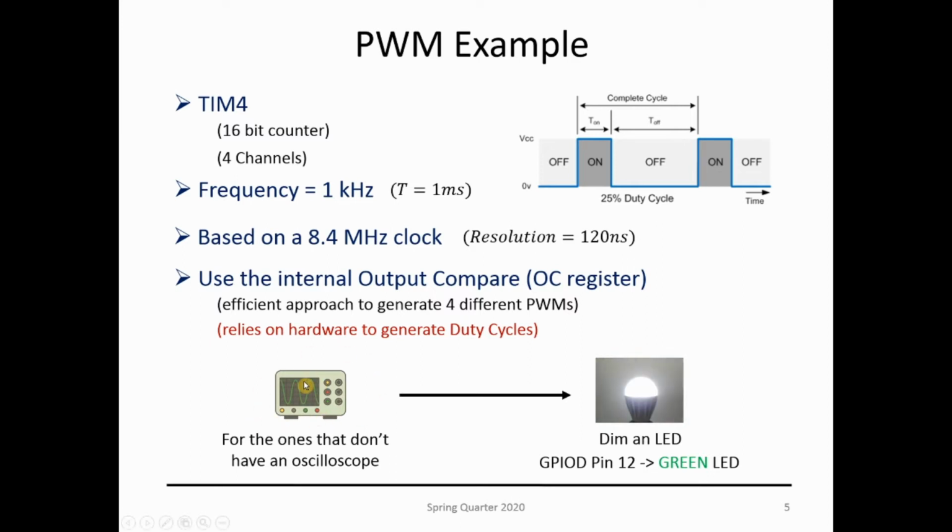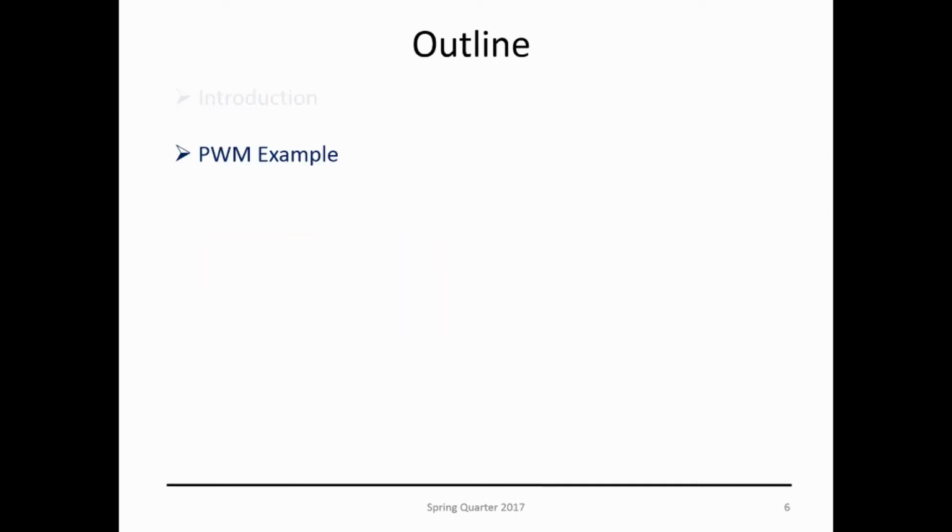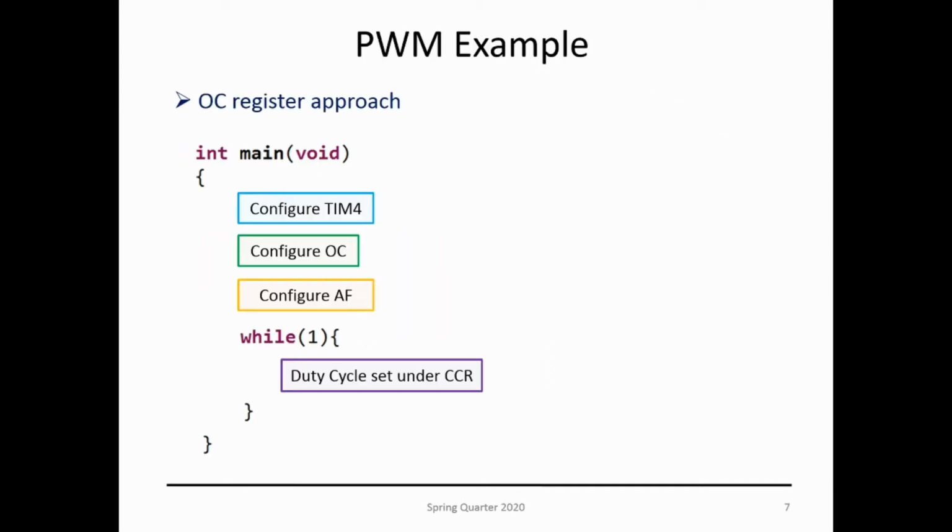Because you guys don't have an oscilloscope, we're going to dim an LED. So we're going to connect or route pin 12 to the green. Actually, pin 12 is connected to the green LED. So we're going to use the green LED to see the PWM affecting the average voltage of the LED. So let's go over the PWM example.